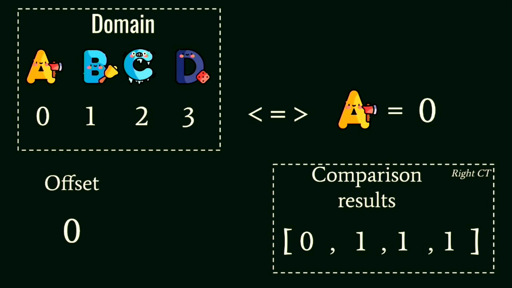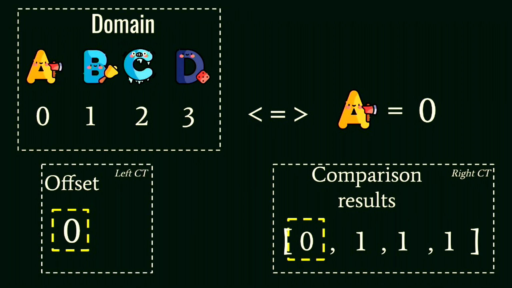We also need to store what's called an offset. And this offset is the location where the plain text value and the domain value are equal. And this is the first part that makes up our left ciphertext.